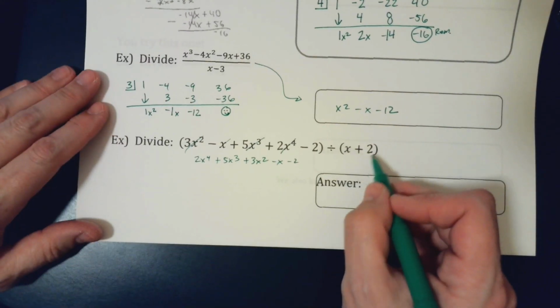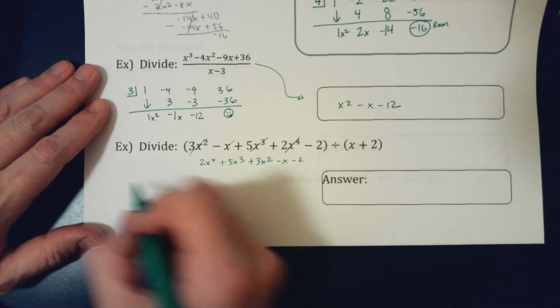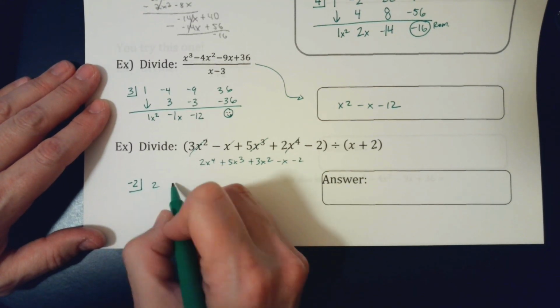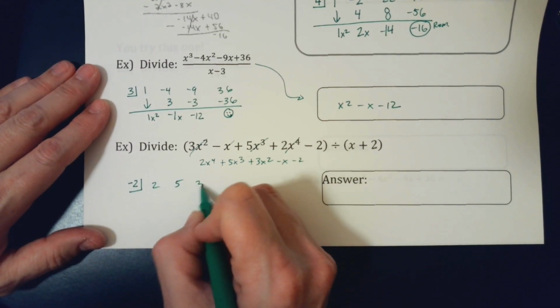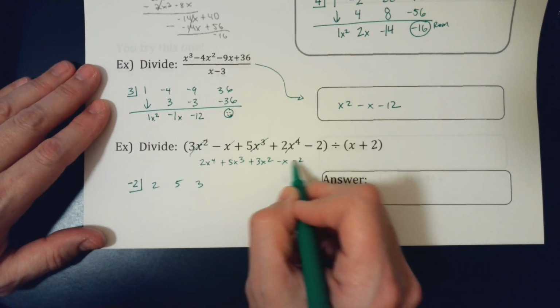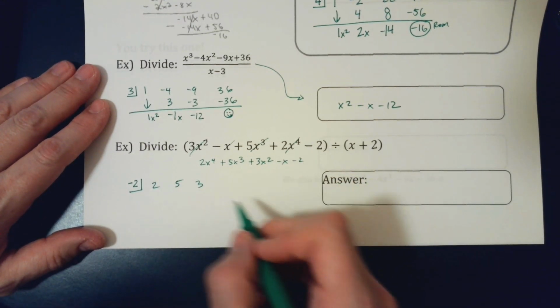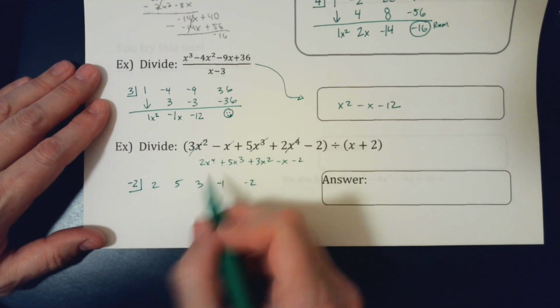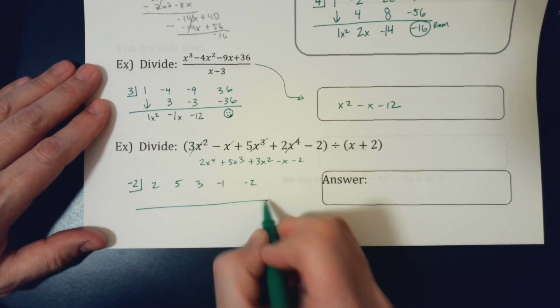All right, so x plus 2 is what I'm dividing by. So that means I put a negative 2 in the box. Then I put my numbers: 2, 5, 3, and notice 4, 3, 2, 1, nothing. So they're all there and they're all in order. Negative 1, and negative 2. So this one's a little longer because it was x to the fourth. Leave a little space, draw a line.